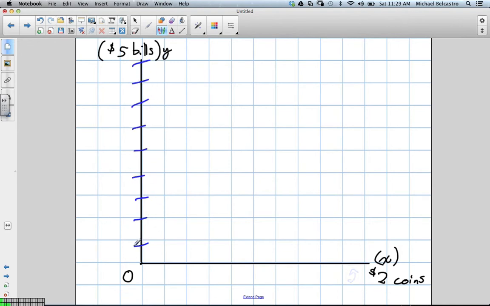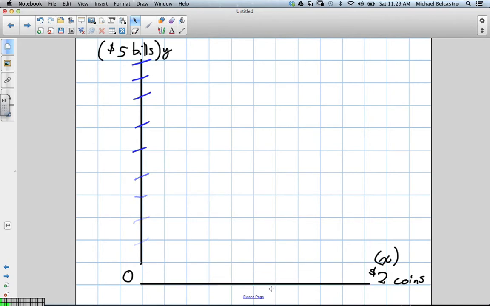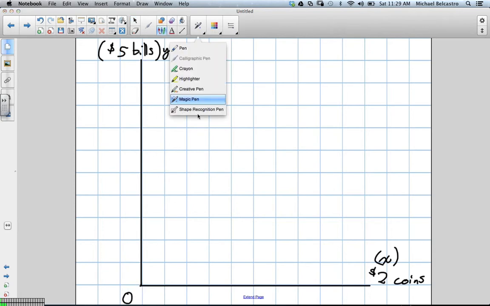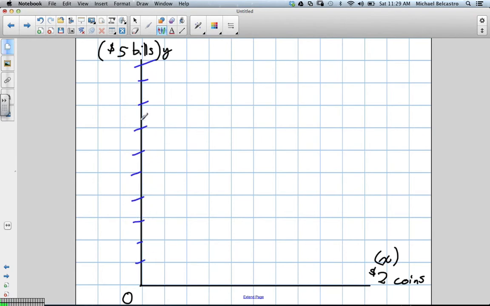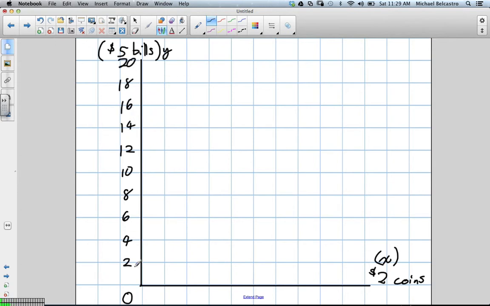Okay, so let's see. If we were to go by 2s, that'd be 2, 4, 6, 8, 10, 12, 14, 16, 18. Not enough, but I can make it enough if I just make this bigger by 1. Now, I know you can't do that on a sheet of paper, but now I think if we go by 2s, 2, 4, 6, 8, 10, 18, 20. Perfect. So we've now made a scale that's going to show everything for $5 bills. So we go by 2, 4, 6, 8, 10, 12, 14, 16, 18, 20. So we know we're covering the entire range for $5 bills.